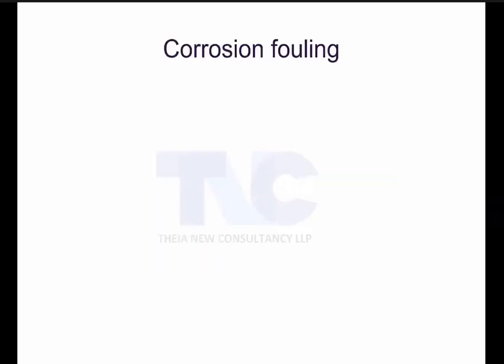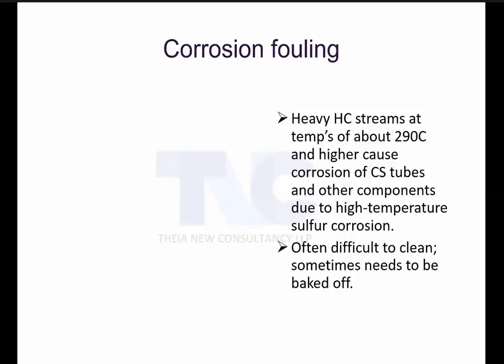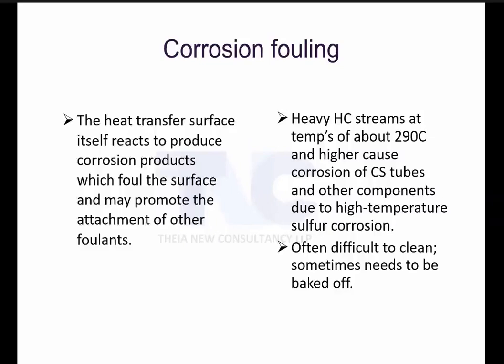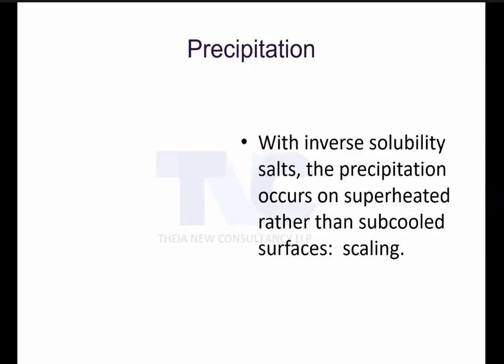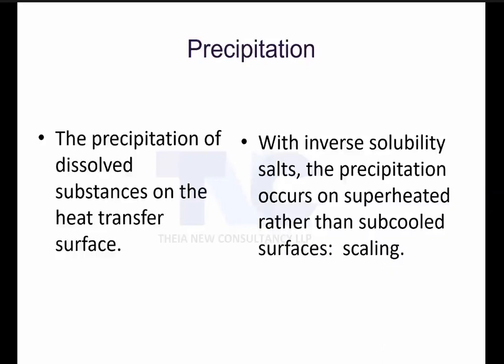Then corrosion fouling. So what happens? The material itself corrodes and forms a small layer over the exchanger. So this is called corrosion type of fouling. Precipitation: you have some dissolved solids. When there is high temperature, these dissolved solids will precipitate, right? Like your salts.